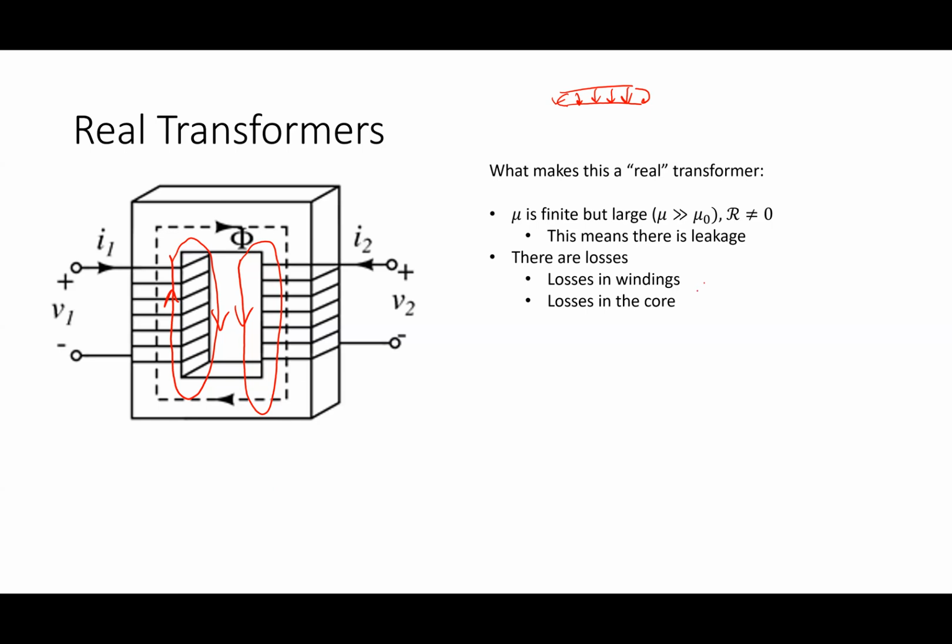Now, the other piece of this is the fact that there's losses, and there's losses in the windings, and there's losses in the core. I don't fully expect you to understand all the losses in the core, but I gave you two of the reasons for it. One is that I've got these magnetic domains that are moving around. What's the other reason why there's losses in the core?